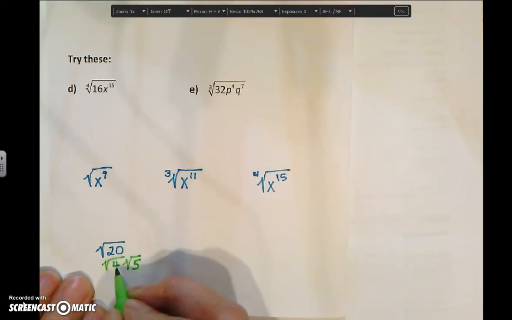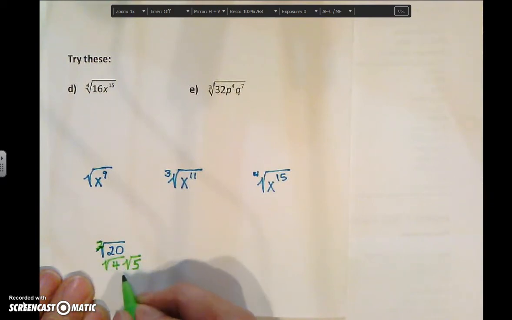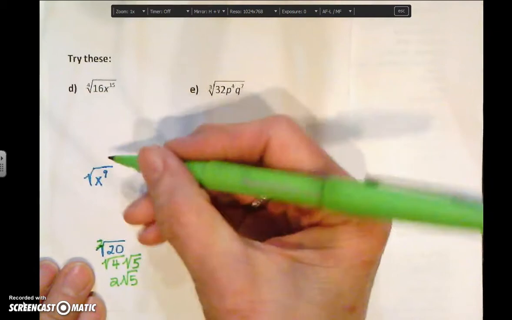You can think of 20 as 4 times 5. So 4 is a perfect nth power. Since it's a square root, it's a perfect nth power. So this is going to end up being 2 radical 5. So that's what we're going to be doing with third roots and fourth roots. And then another just kind of run through.